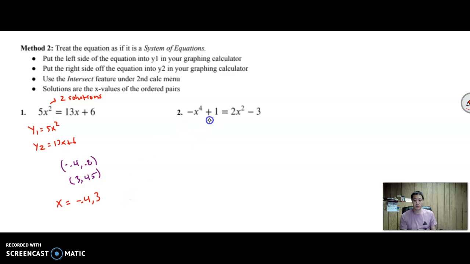Okay, so you're going to do the same if you want to try for number 2 on your own, right? y1 is equal to negative x to the 4th plus 1. y2 is equal to 2x squared minus 3. Okay, for this one, when you do it on the calculator, your two x values are going to be at negative 1.11 and positive 1.11. Now, if you want to pause it here and try it on your own, please go ahead and do that.